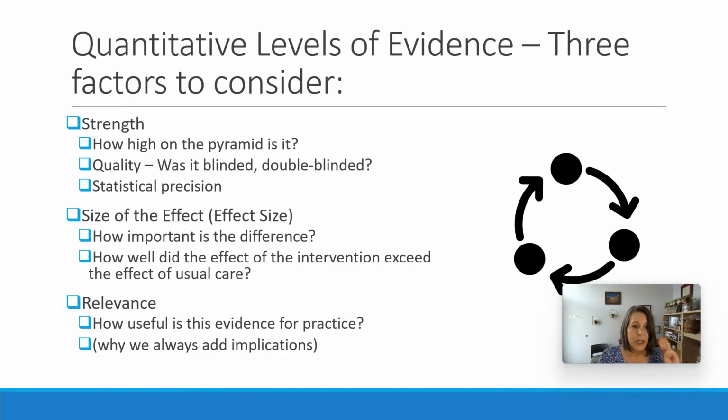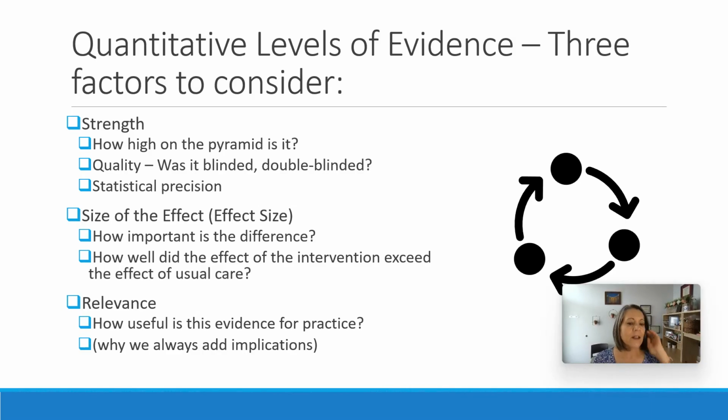Okay, three other factors that we need to consider when we're looking at quantitative levels of evidence. Strength: how high on the pyramid is it? What kind of quality was put into the methodology of the study? Was it blinded, double-blinded? Was it randomized? Things like that. And did they use the right statistical test for the thing that they were assessing? We're going to be learning more about this even in next semester.